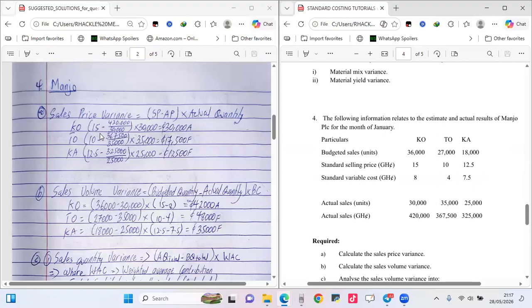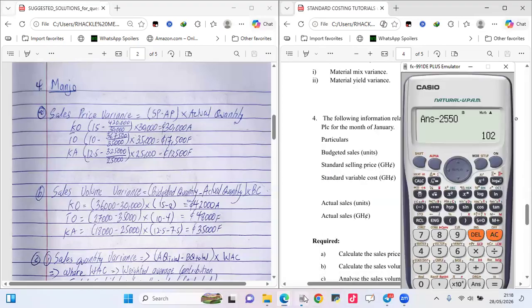Standard price was given in the question to be 15 for KO. Now actual price was not given, right? So if you want to know it yourself, you have to divide the sales revenue by the number of units and then you get a price per unit, right? So we do that here, 420,000 divided by 30,000.